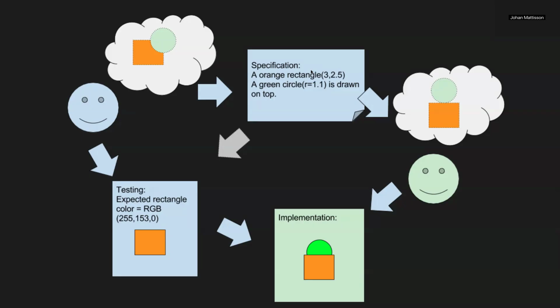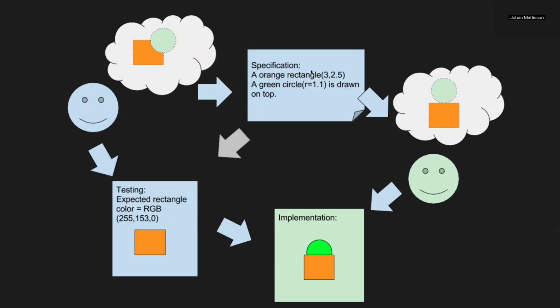So this specification goes to the developer. So he thinks about this in a different way. Okay, I agree, orange rectangle, green circle on top, right? No problem. Fix this, implementation looks like this. That looks fine, right? And the testing here is expected rectangle color orange. This will pass, right? The rectangle is there. It's not a problem. But we're missing a lot of things, right?